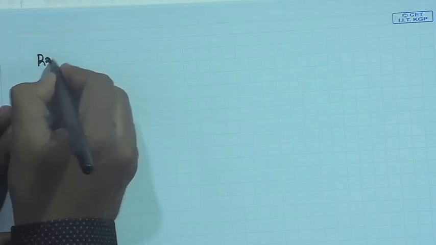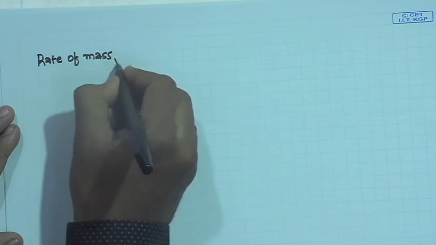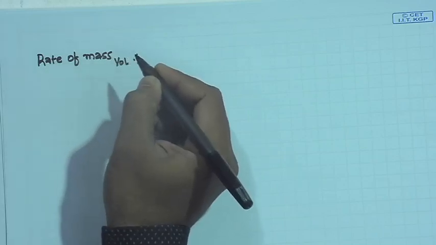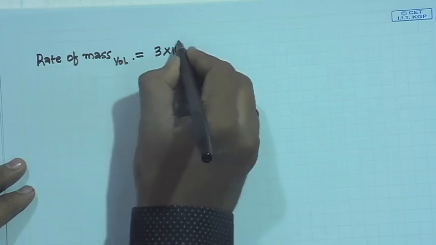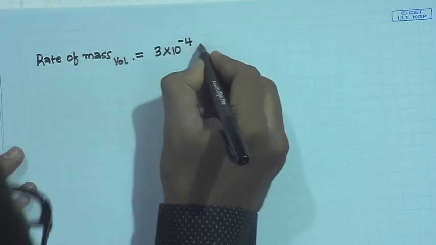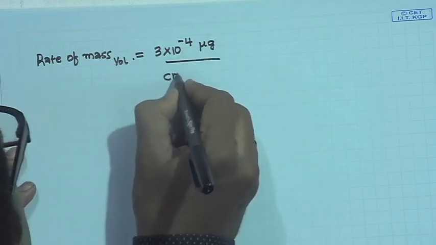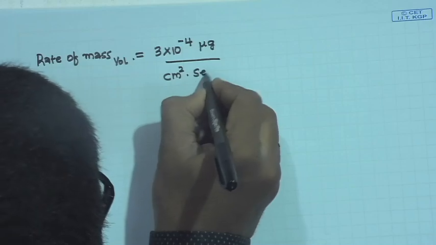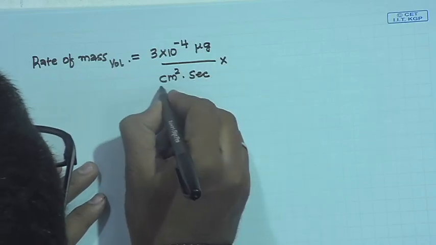So, now we will calculate the rate of mass due to volatilization. The value that has been given to us is 3 into 10 to the power of minus 4 microgram per centimeter square per second. Now, we have to convert this into milligram per minute. First, we will take this centimeter square.